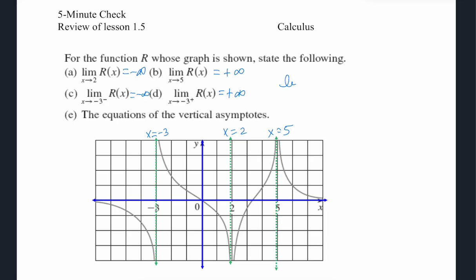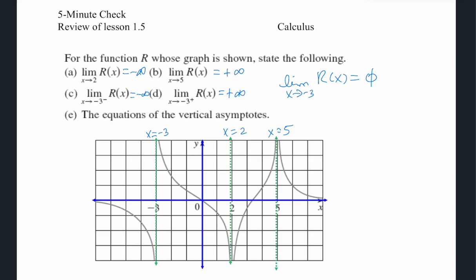So if they were asking us, what is the limit as x approaches -3, and they did not specify the side, we would say that it is undefined because it's not going up, it's not going down, one side's going up, one side's going down. Remember, limits have to match for both sides to be the same thing for the limit to exist. So this limit does not exist. Any questions on that?